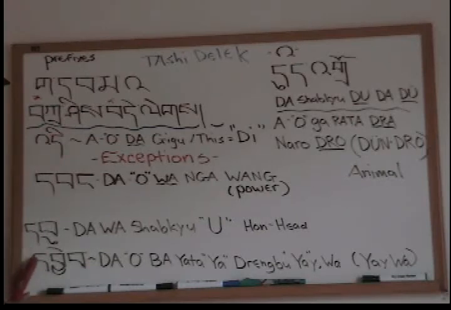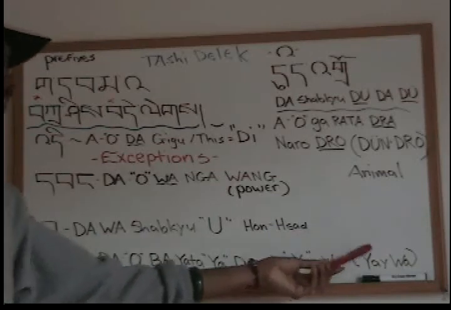Same thing. You have a da here and you have ba. Now this time you have a yata and then you have a drengu. Okay, so let's spell it first. Da, o, ba, yata. Ya, and then drengu, ye, wa, ye, wa. Okay, over here. Da, o, ba, yata. Ya, drengu, ye, wa, ye, wa.